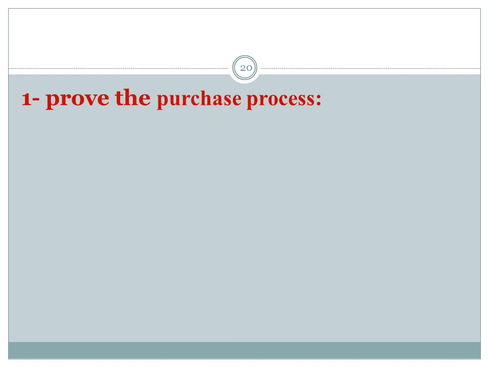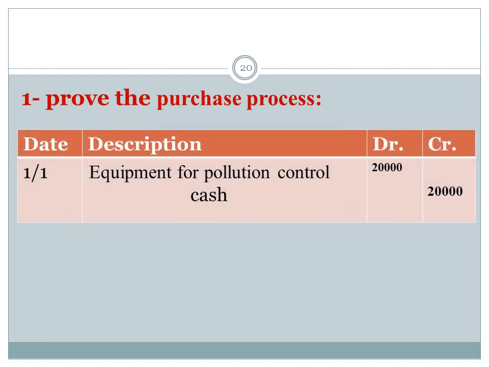The journal entries will be: first, the purchase process. When we purchase filters to reduce pollution, this filter is considered equipment for pollution control. So equipment is considered an asset. When we purchase an asset, it means assets are increased, so it will be in the debit side. We paid this amount in cash, so cash will be in the credit side because cash is decreased. So our entry will be equipment for pollution control 20,000 in the debit side, cash in the credit side 20,000.